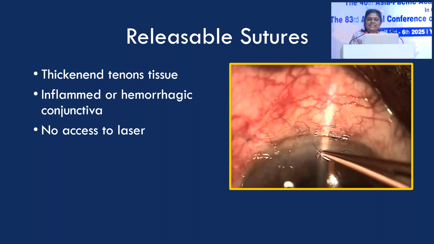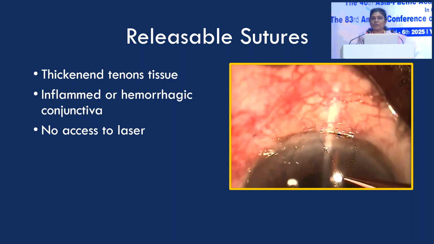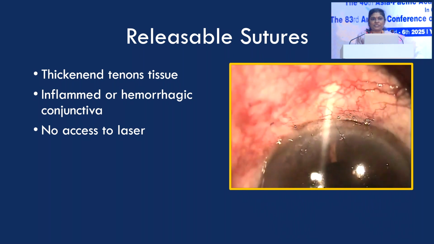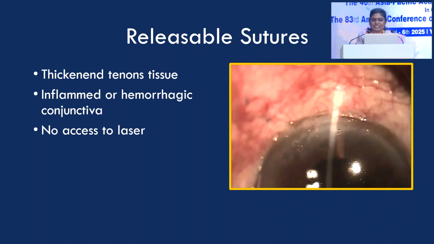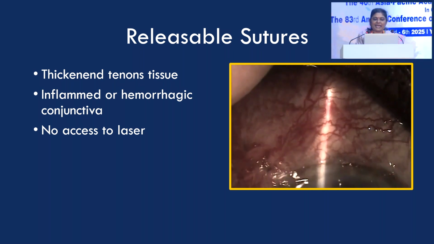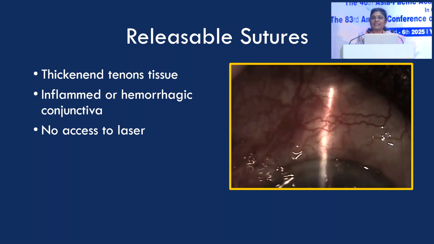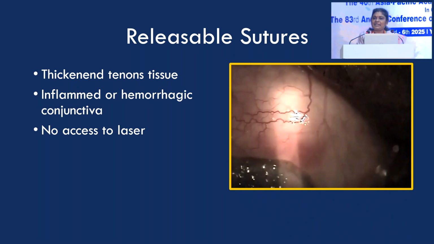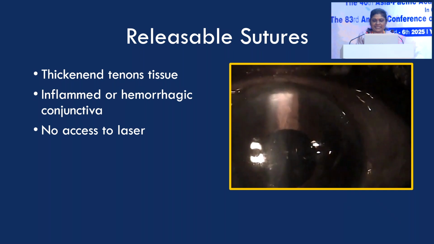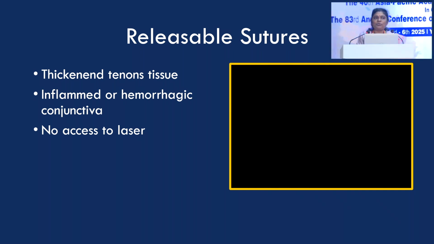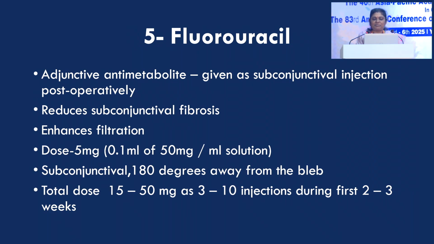In case preoperatively we know that it is a young patient, or traumatic glaucoma, or juvenile glaucoma, where the patient will have a thick Tenon's tissue or an inflamed eye, or otherwise if you don't have access to laser, we can think of using a releasable suture. We can see here on the video how the suture was removed, and after the suture removal, just again try the gentle massage, the bleb will rise, and we can consider giving injections of 5-fluorouracil.